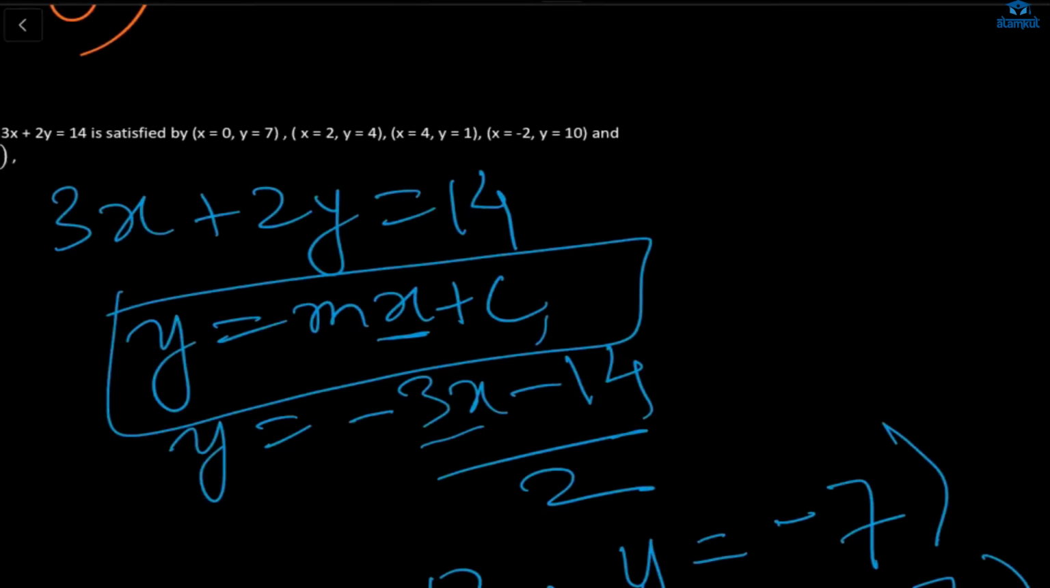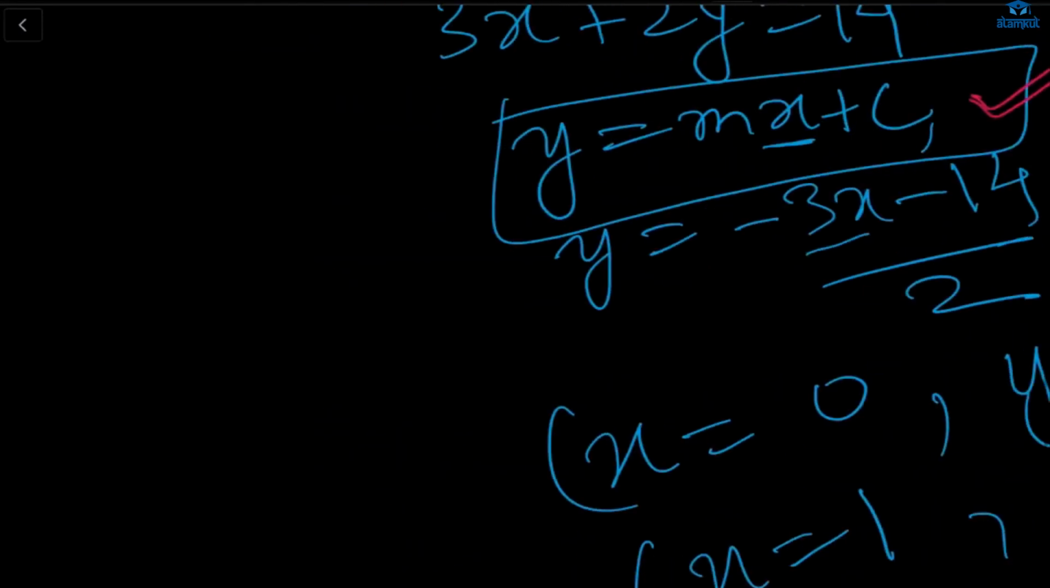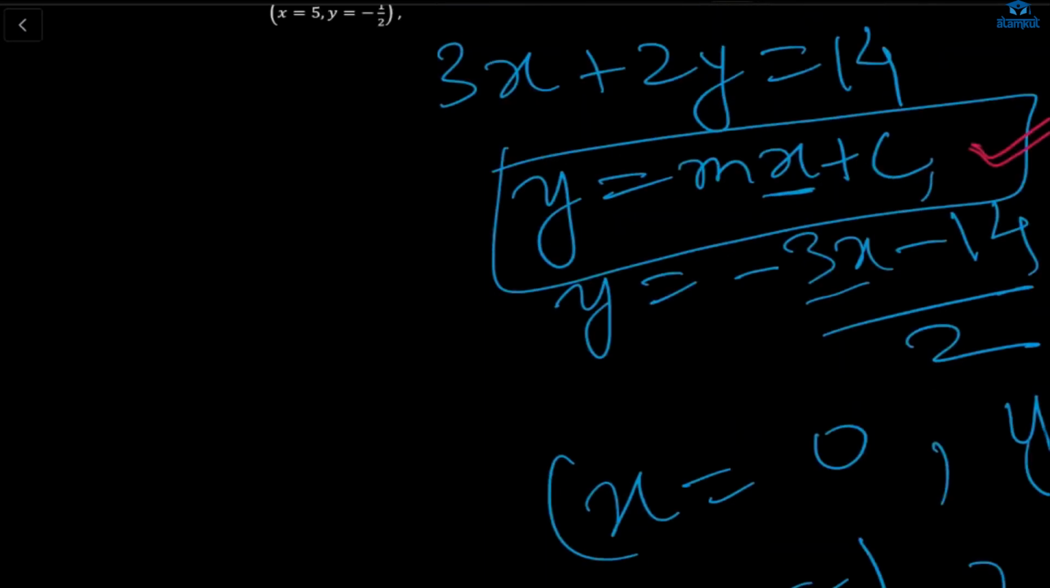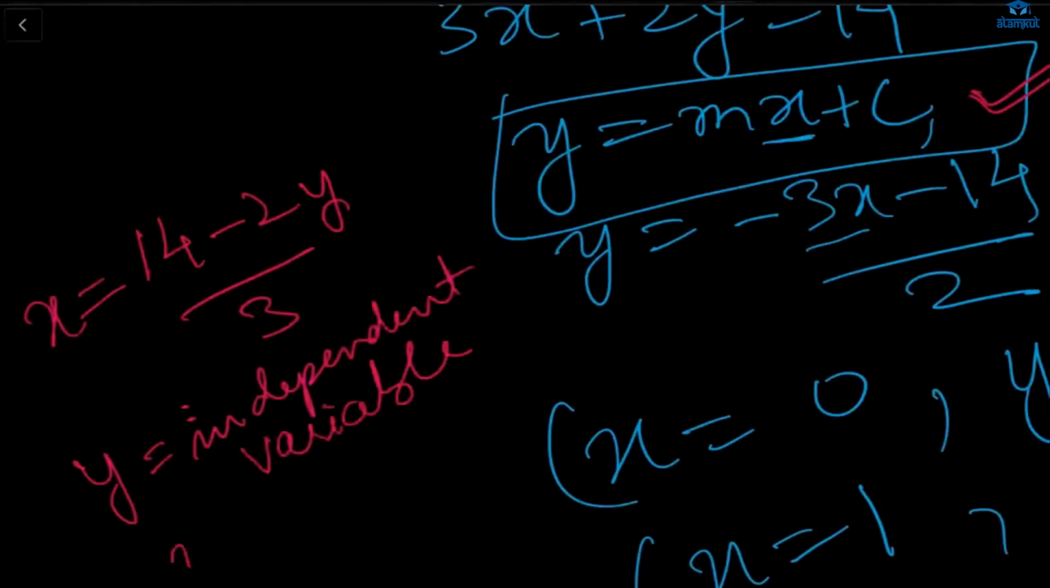Whatever value of x you keep here, accordingly you will get the value of y. So x is the independent variable in this equation, and y is the dependent variable. The same equation can be made with y independent and x dependent. How? This 3x you can write in x format also. If you write x is equal to 14 minus 2y by 3, in this format, y is the independent variable and x is the dependent variable.